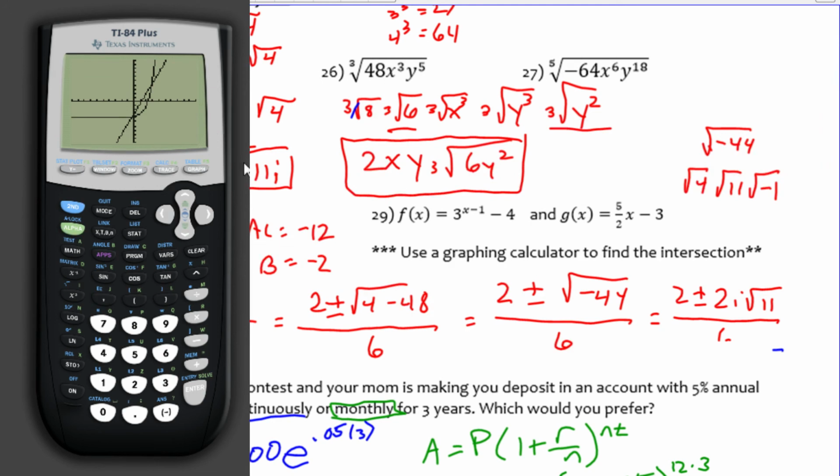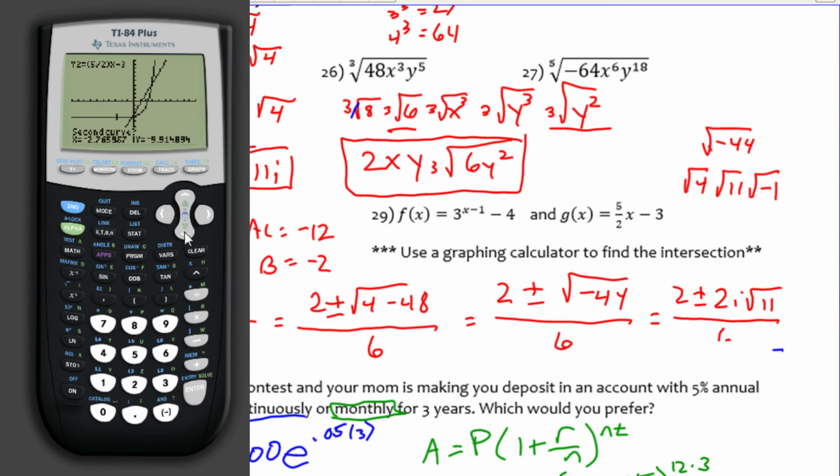So here are your intersection points. To do that, we're going to use this calc function right above trace. If I hit second trace, you'll notice one of my choices, number 5 here, is intersect. So I'm going to hit intersect, hit the number 5. It says, what is the first curve? In this case, when I'm hitting left and right, I'm on the exponential. So I'm going to hit enter and say my first curve is the exponential.